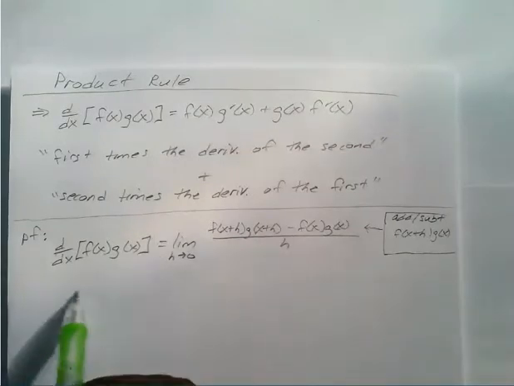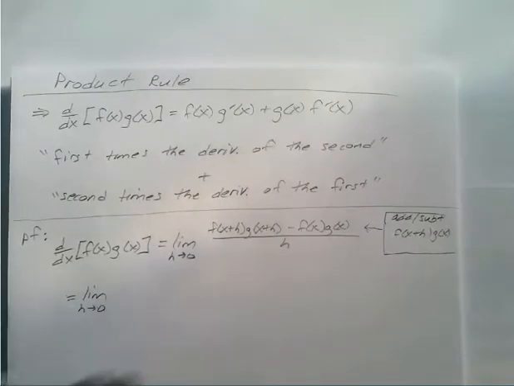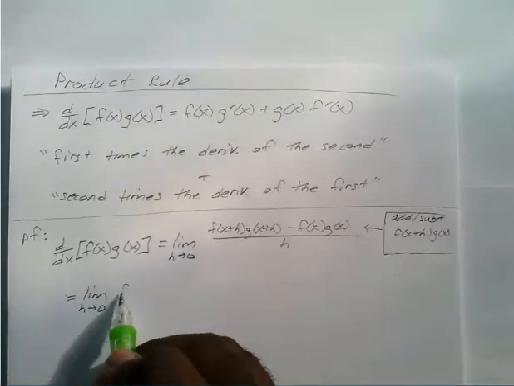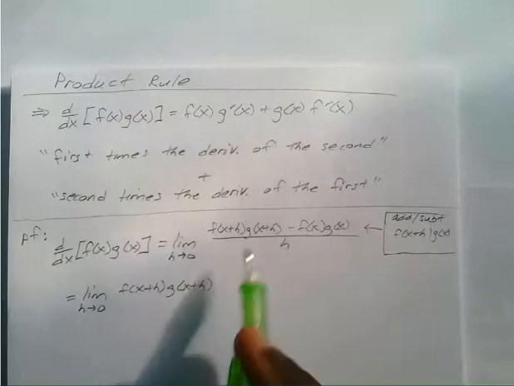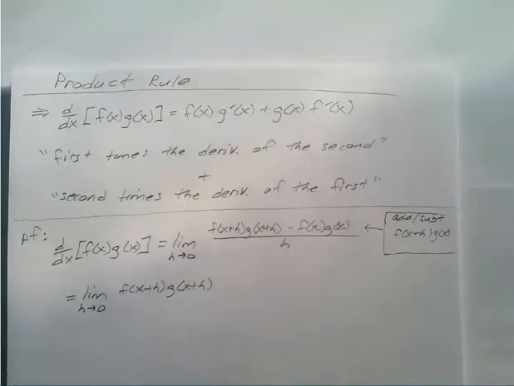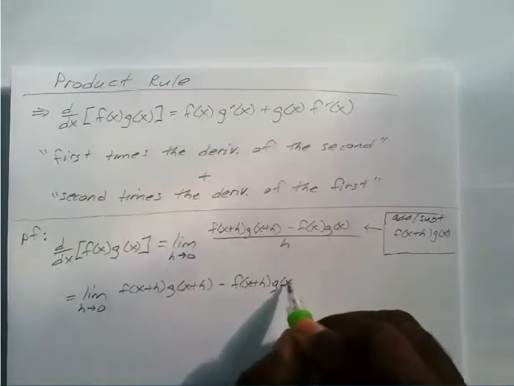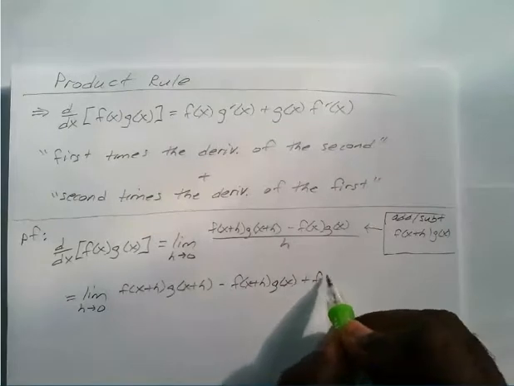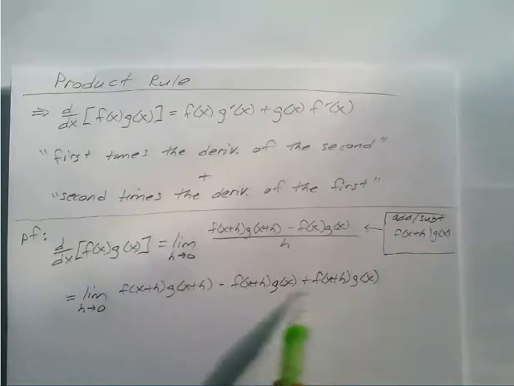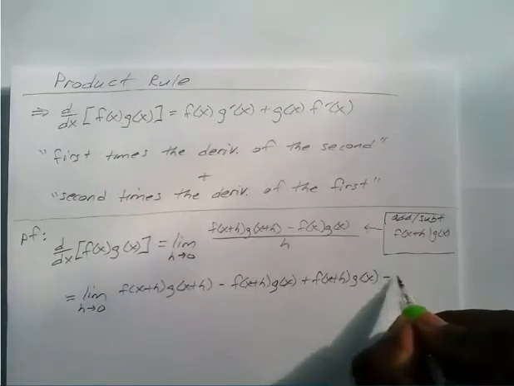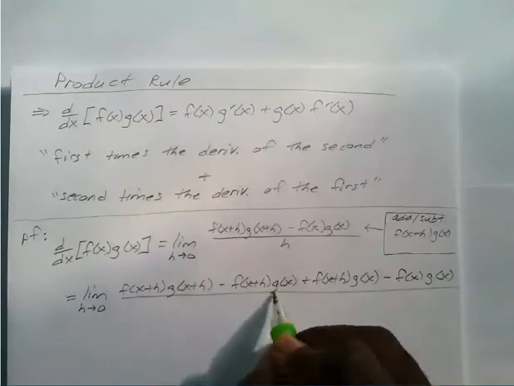Okay, so I'm going to move my equal sign over a little bit. So it's going to equal the limit as h approaches 0. You have f of x plus h times g of x plus h. We have minus f of x plus h g of x plus f of x plus h g of x. Okay, so we added and subtracted it, so basically we just added nothing. Minus f of x g of x all over h.